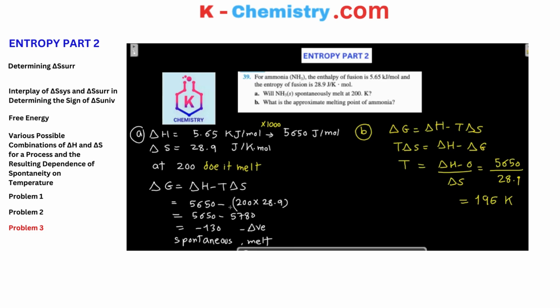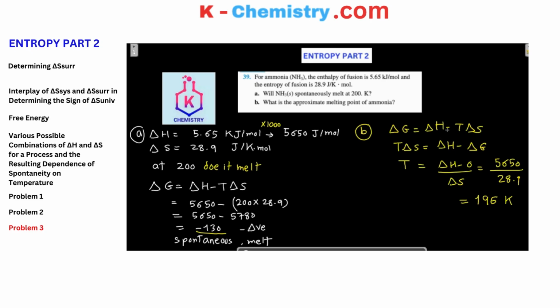I found that the value of delta G is equal to minus 130, which is a negative value, so this means that the reaction is spontaneous and that it's going to melt. But number B is asking what is the exact value of the melting point. The melting point is the temperature at which it will melt, and this 200 is more than the melting point, so of course it will be already melted. So the number should be coming less than or equal to 200. Maybe this is the value of the melting point.